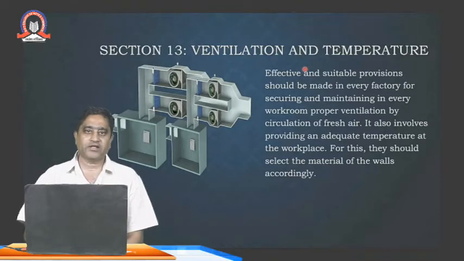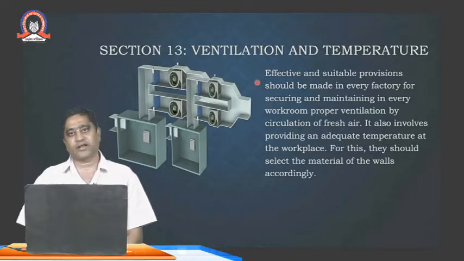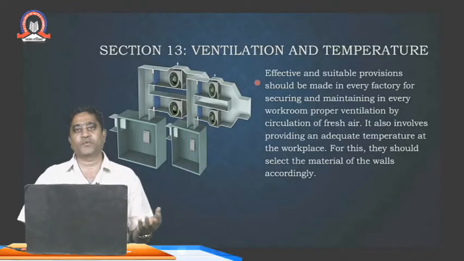As you are aware, whenever factory work is going on, whether it is a bakery or industries making chemicals or any other industries, there should be proper ventilation, as prescribed by the Factories Act. Every effective and suitable provision should be made in every factory for securing and maintaining proper ventilation in every workroom by circulation of fresh air, by artificial or natural means. It also involves providing adequate temperature at the workplace. For this, they should select the material of the walls accordingly. The temperature of the room where the workers are working should be nearly about 30 degrees, so that the workers feel happy to work. Because of the temperature, there should not be a large amount of humidity, and whatever gases have been produced in the factory should be thrown out periodically.